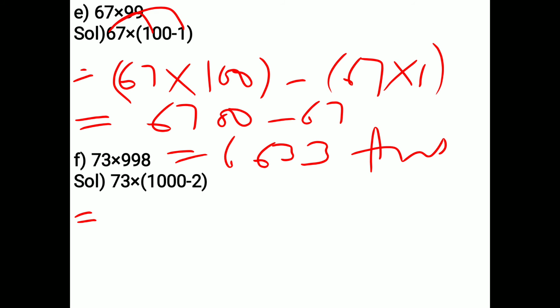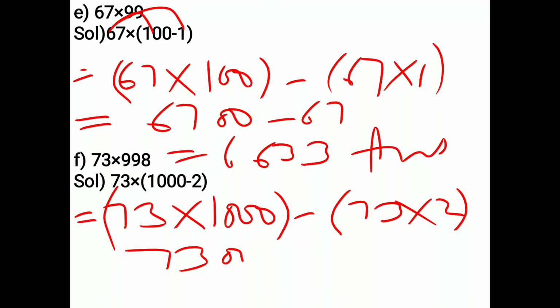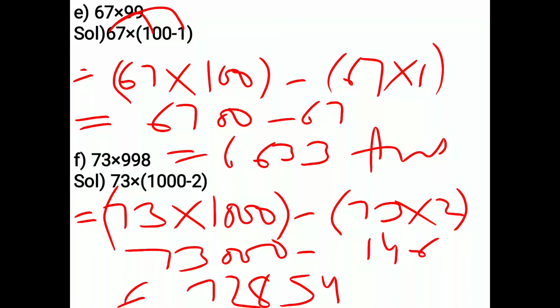So how we do? 73 into 1000 minus 73 into 2. Answer comes 73,000 minus 2 3s are 6, 14. So 10 minus 6 is 4. 9 minus 4 is 5. 9 minus 1 is 8 and 72. Answer is 72854. Clear?